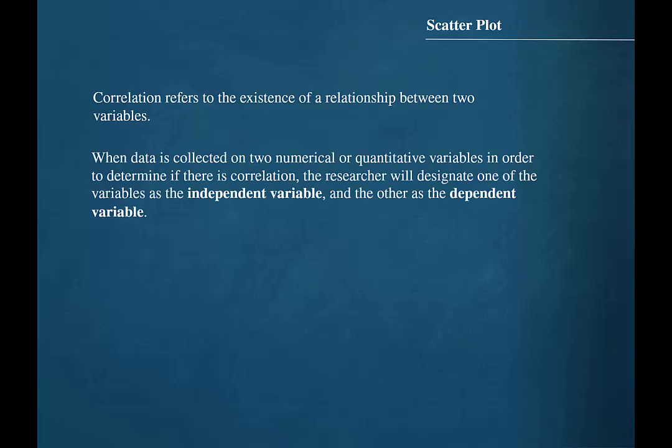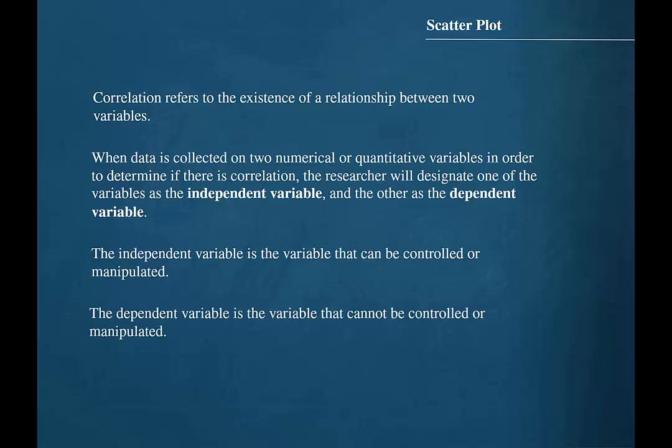When data is collected on two numerical or quantitative variables in order to determine if there is correlation, the researcher will designate one of the variables as the independent variable and the other as the dependent variable. The independent variable is the variable that can be controlled or manipulated. The dependent variable is the variable that cannot be controlled or manipulated.